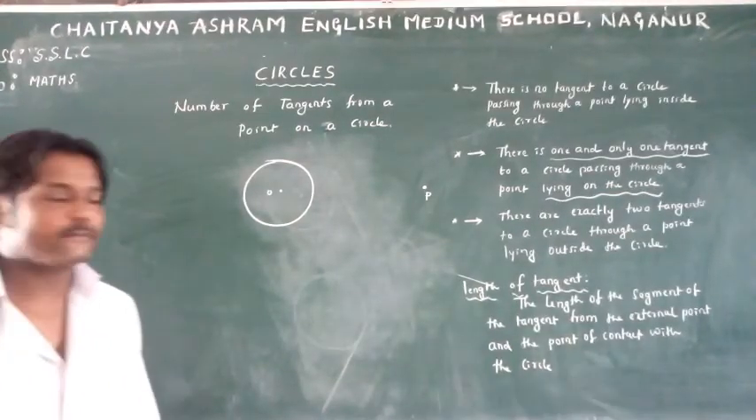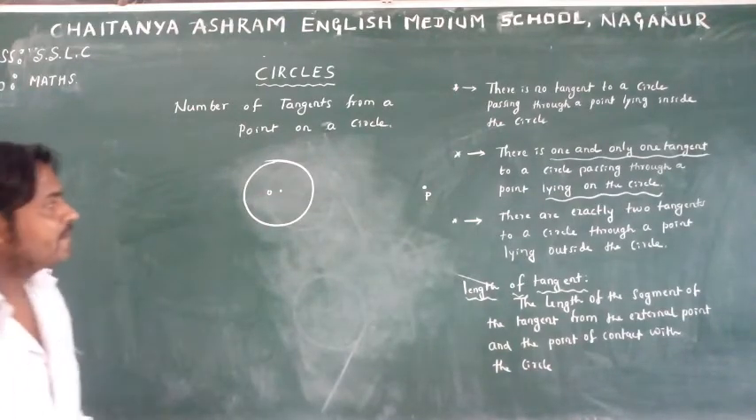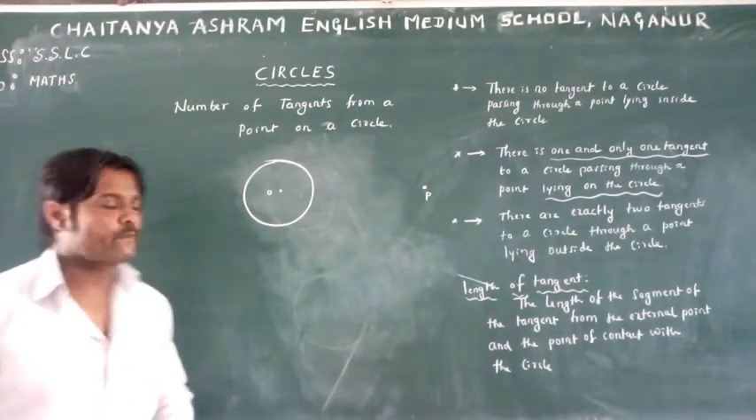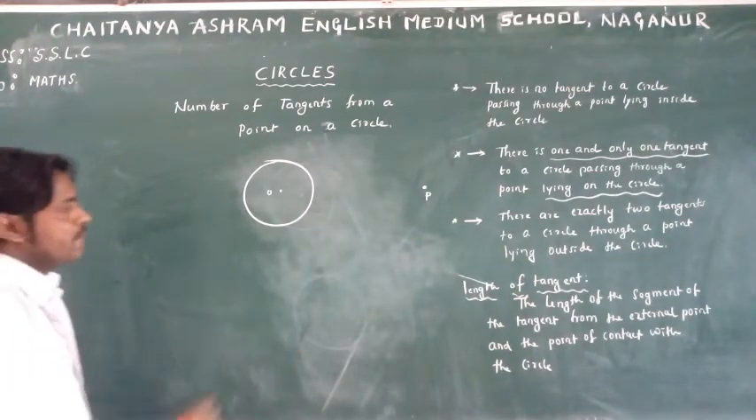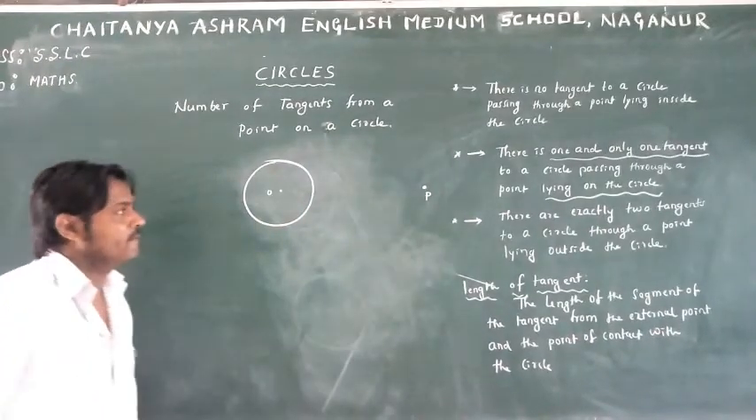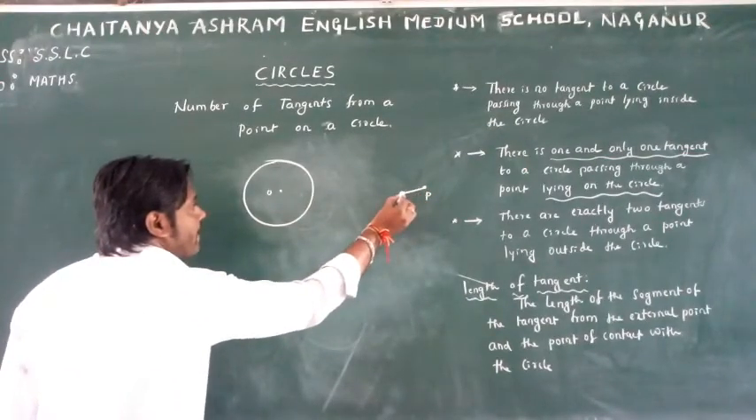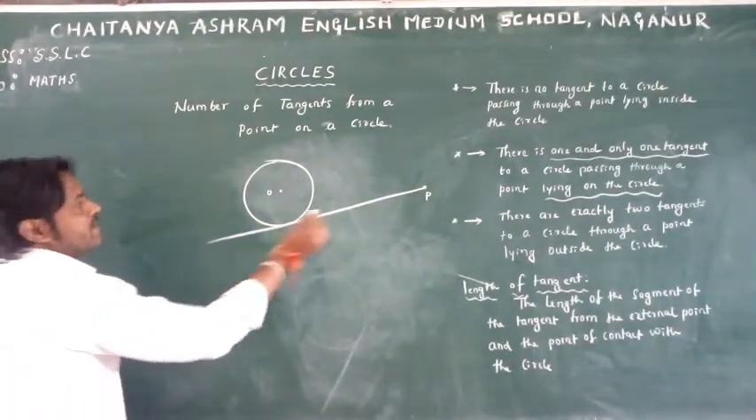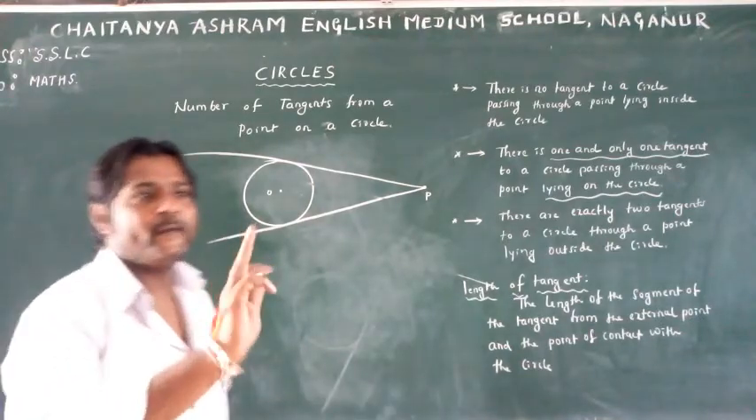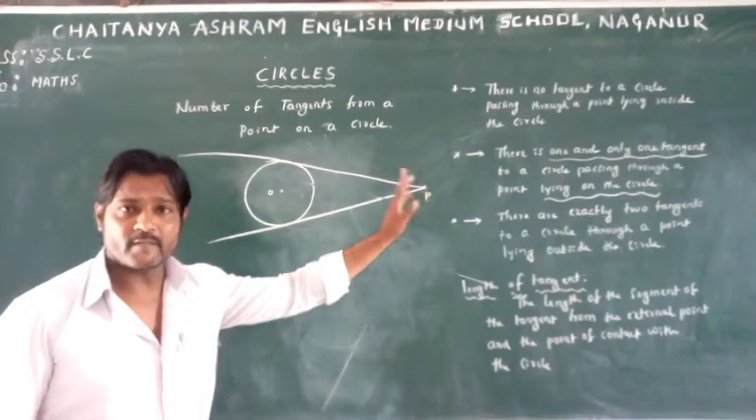Yes, dear children. Very curious, these concepts. How many tangents can be drawn through this point? Now the point is outside the circle. One or two or infinite? Think. Okay. Observe. You can draw exactly two tangents to this circle. How many? Only two tangents can be drawn to a circle through a point lying outside the circle.